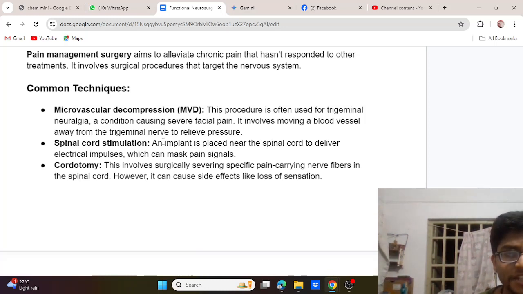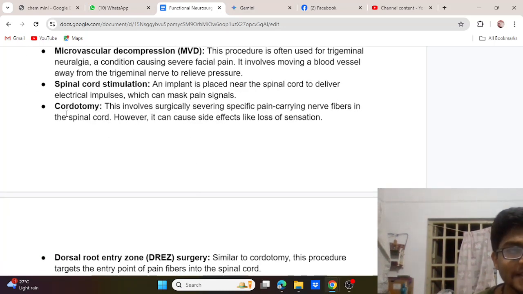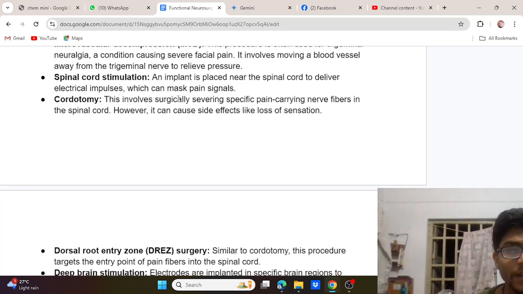Then spinal cord stimulation, where an implant is placed near the spinal cord to deliver electrical impulses which can mask pain signals. Then cordotomy, which involves severing specific pain carrying nerve fibers in the spinal cord, and it can cause side effects like loss of sensation.